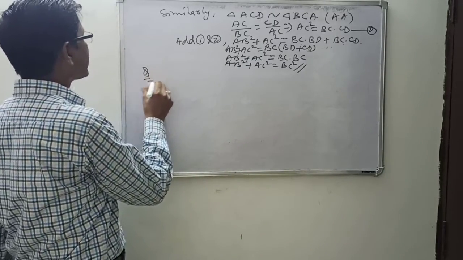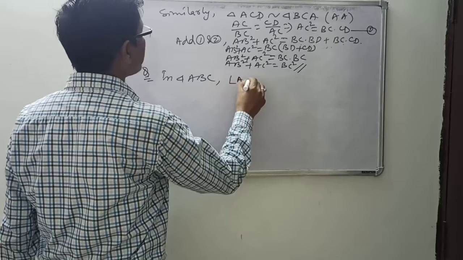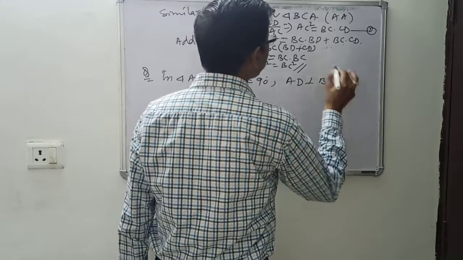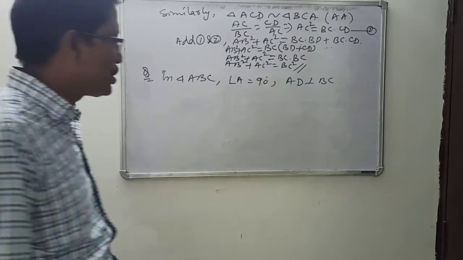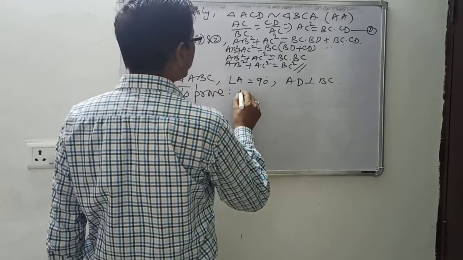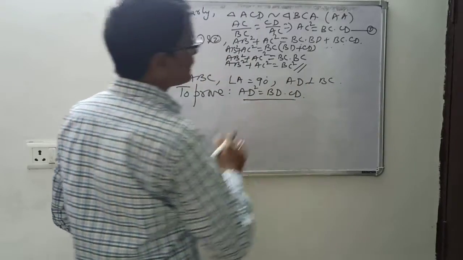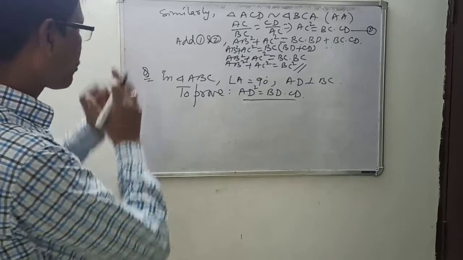Suppose one question is saying, in triangle ABC, angle A is 90 degree and AD is perpendicular to BC. Then prove that AD square is equal to BD into CD. To prove AD square equal to BD into CD. This question we have done in the similar triangle portion also. But here we have to do it applying Pythagoras theorem.